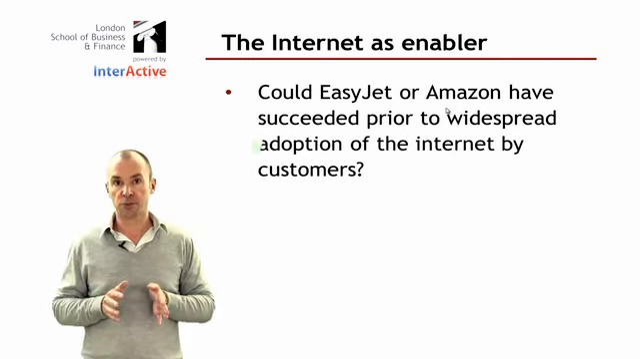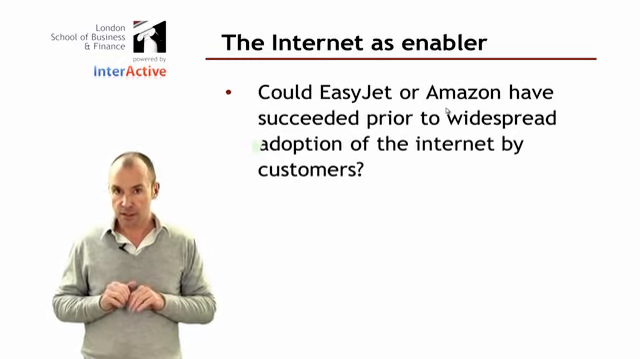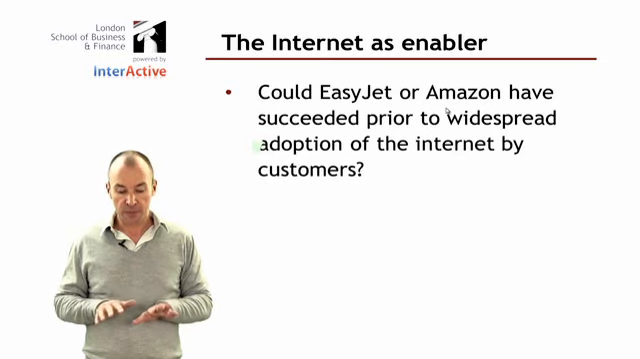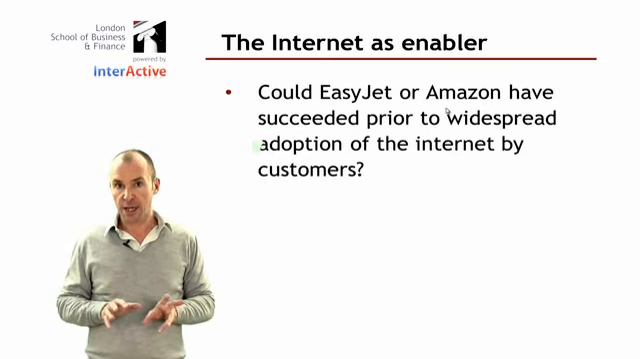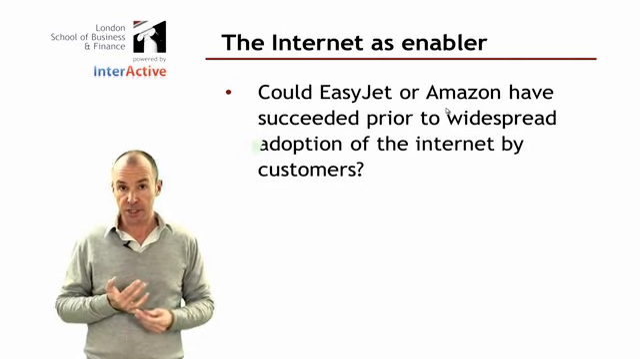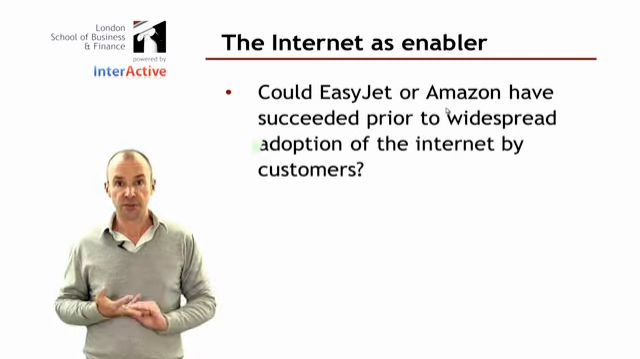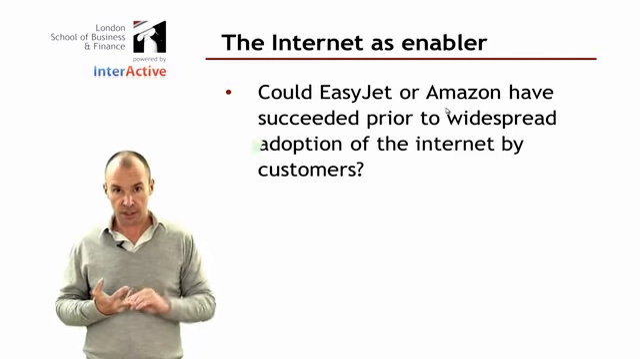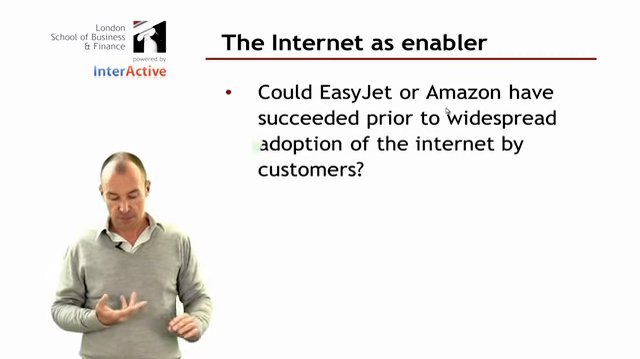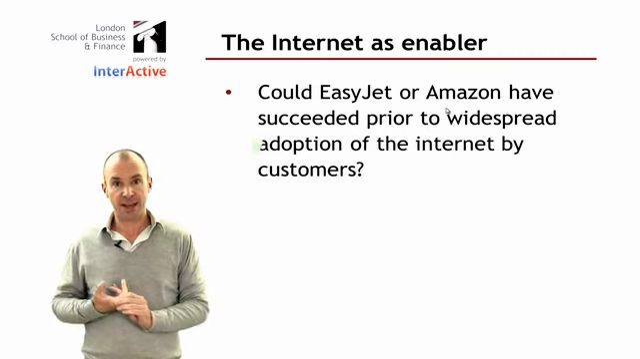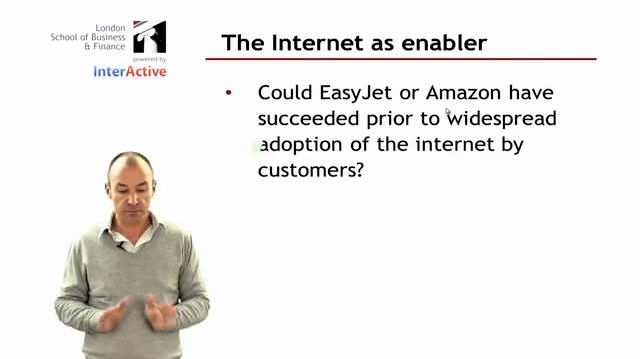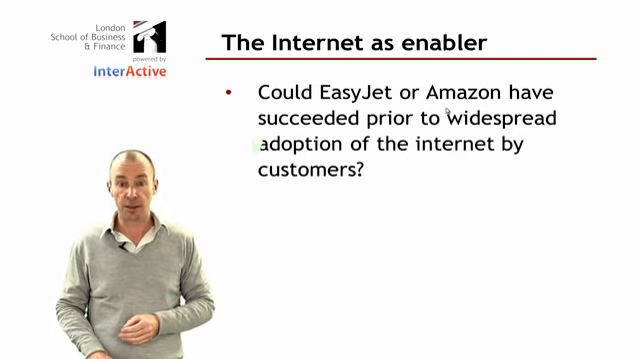Prior to widespread adoption of the internet, these business models could not have worked. Okay? These companies, from small beginnings, have become pretty much the biggest airline in Europe, EasyJet, and Amazon, one of the biggest retailers of books to start with, now one of the biggest online retailers, full stop, and one of the biggest internet players. This was not the situation 20 years ago. Big change with the internet as an enabler.